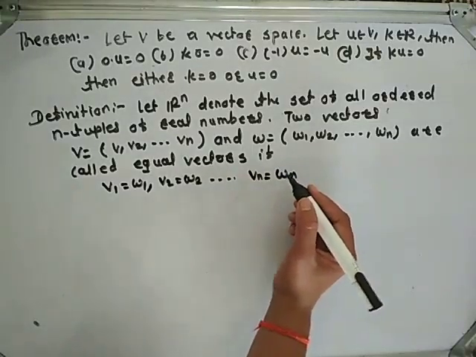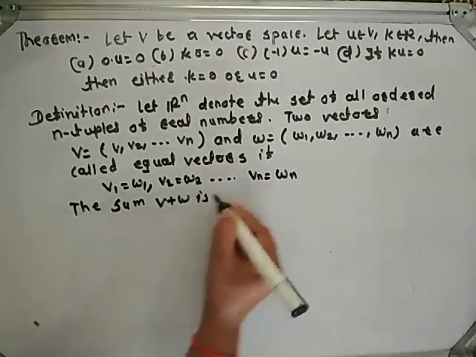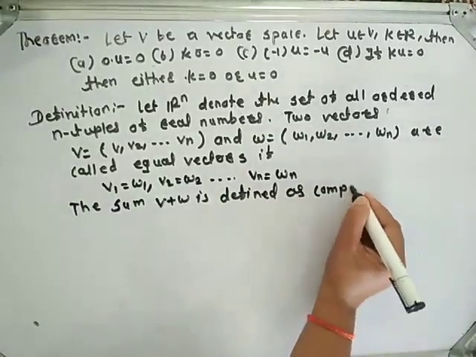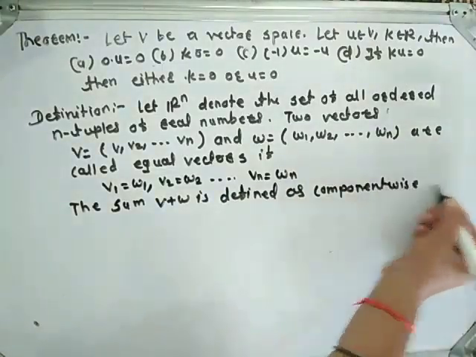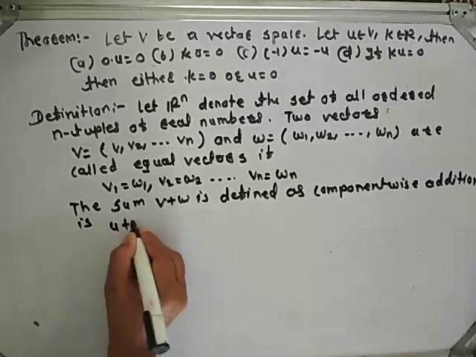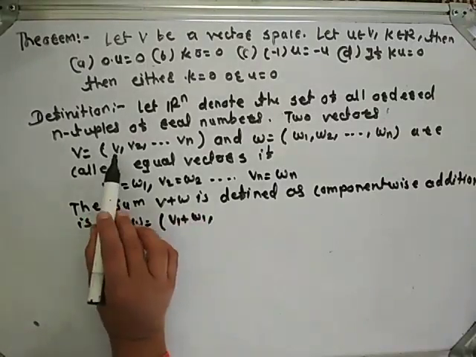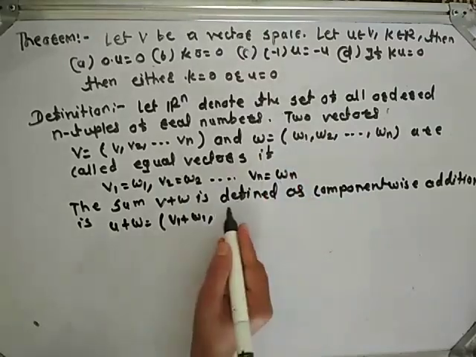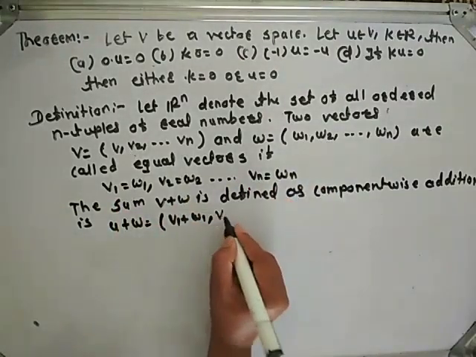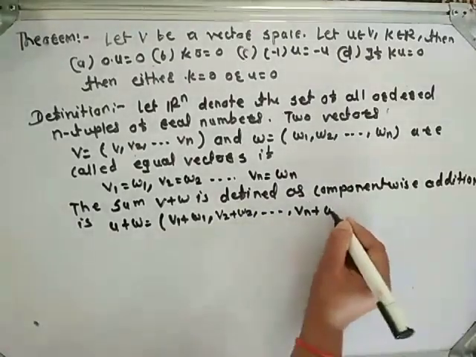Next, the sum v plus w is defined as component-wise addition. v plus w is equal to (v1 plus w1, v2 plus w2, and so on up to vn plus wn), meaning add the first component of v and the first component of w, then the second components, and so on.